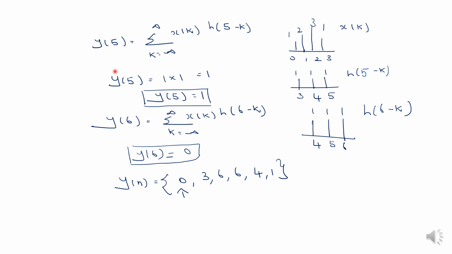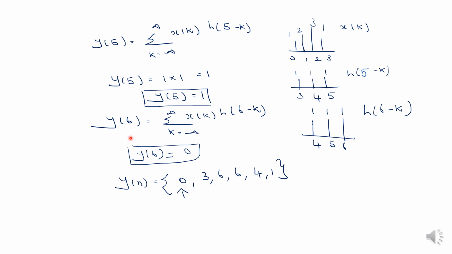Similarly, y of 5 is equal to the summation, k from 0 to infinity, x of k into h of 5 minus k. So h of 5 minus k can be arrived by shifting h of 4 minus k by 1 unit along the positive direction. If you compute it in a similar manner, y of 5 is equal to 1. As the length of the sequence is 6, we have computed from 0 to 5.